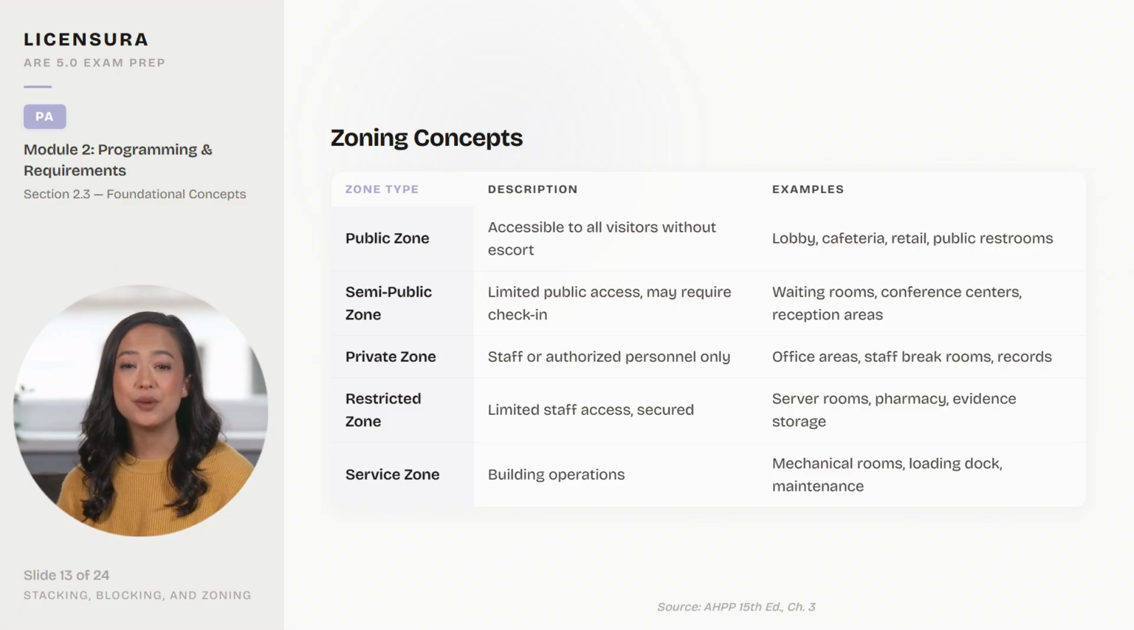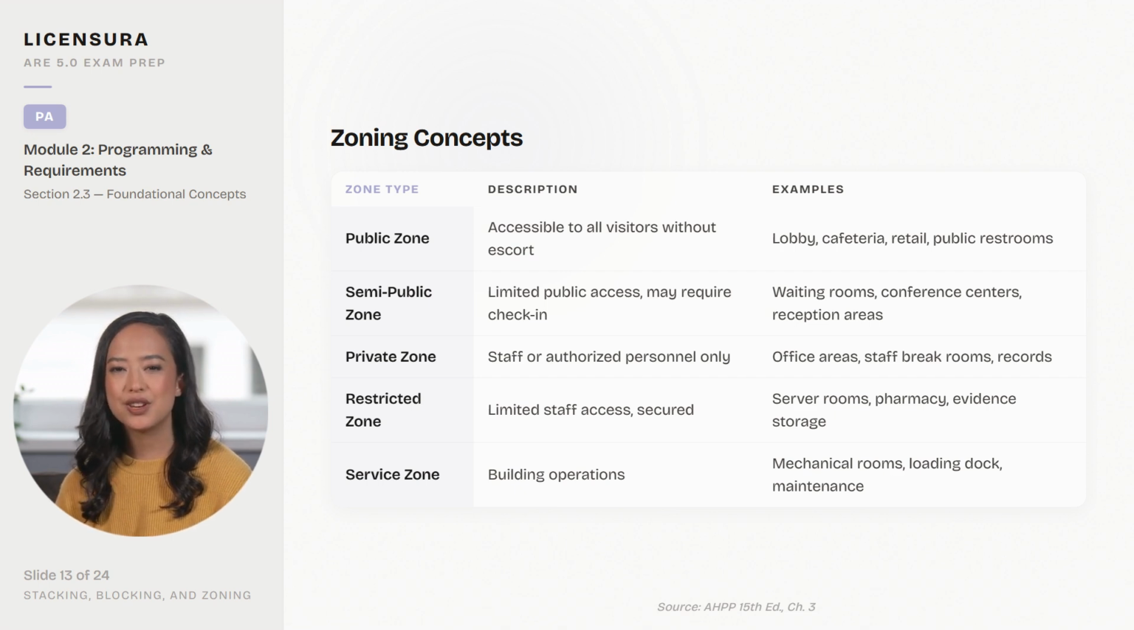The Zoning Concepts Table organizes building spaces into 5 access levels. Public zones are open to all visitors without escort: lobbies, cafeterias, retail. Semi-public zones require check-in: waiting rooms and reception areas. Private zones are staff-only spaces, like office areas and break rooms. Restricted zones have limited access even among staff: server rooms, pharmacies, evidence storage. And service zones handle building operations: mechanical rooms, loading docks, maintenance.